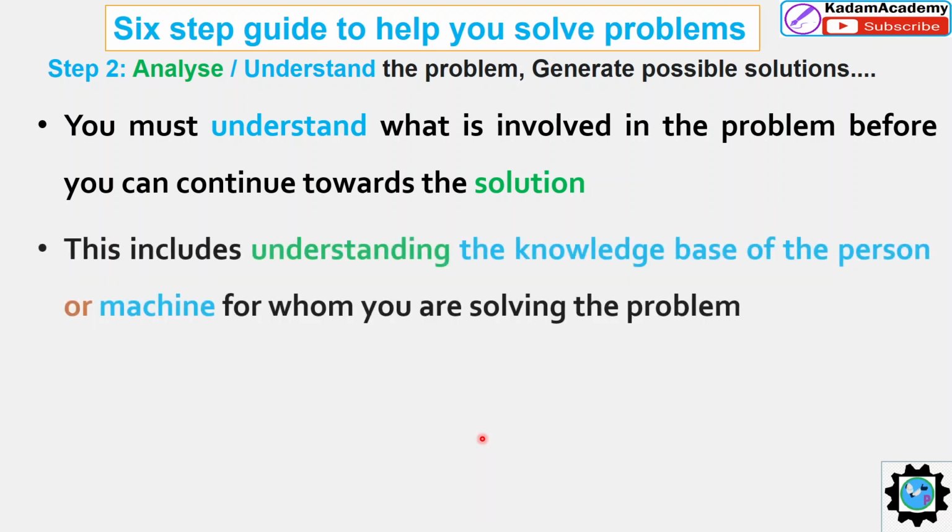So friends, what does this include? I have already told you: the knowledge, subject, communication. This includes the understanding of the knowledge base, the knowledge of that person or machine for whom you are solving the problem. Okay, so that person must have some knowledge to solve this problem. And the person having that knowledge can easily solve that problem.